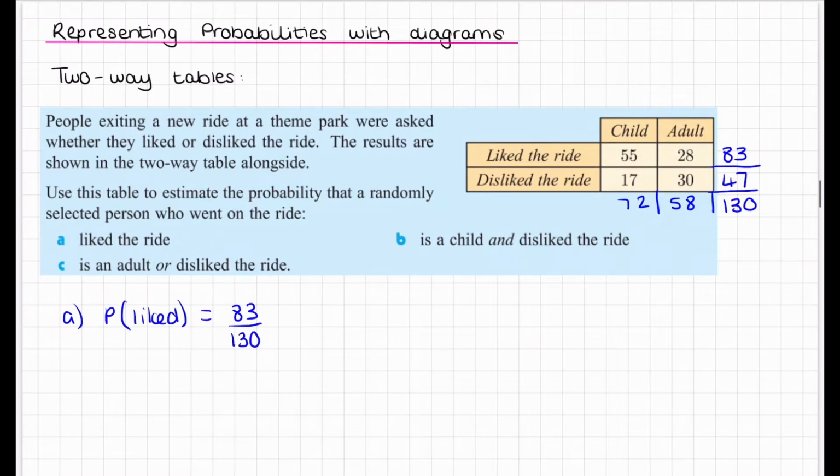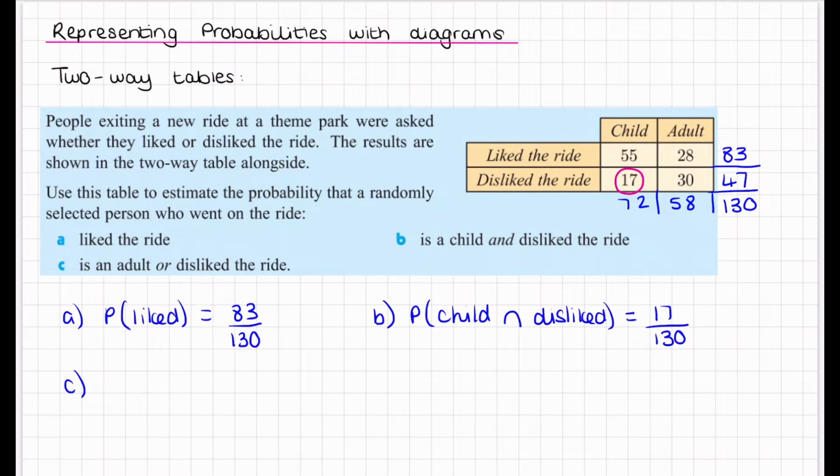Part B is a child and disliked the ride. So child and disliked the ride would be the 17, because that's the only option in the table to have both of those. So that and is really important. We want the probability that they were a child and, so we use the intersection sign, they disliked the ride, which would be 17 out of the 130.